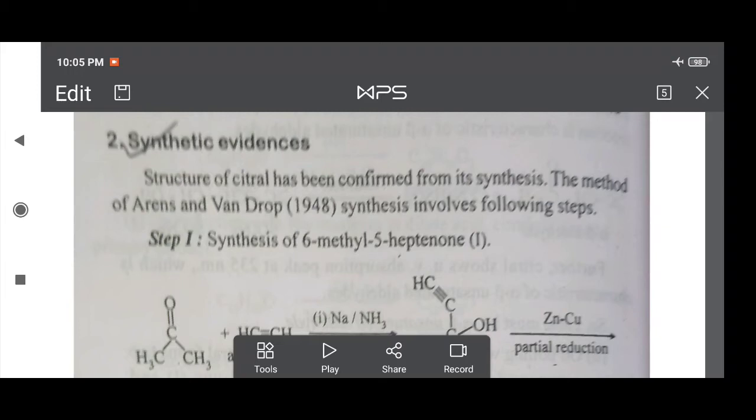Yesterday I completed the analytical evidence of citral. Today I am discussing with you the synthetic evidence of citral. Here the structure of citral has been confirmed from its synthesis. The method of Arens and Van Dorp, the scientists Arens and Van Dorp, in 1948 gives the synthesis involving the following steps. There are two steps for this synthesis of citral.